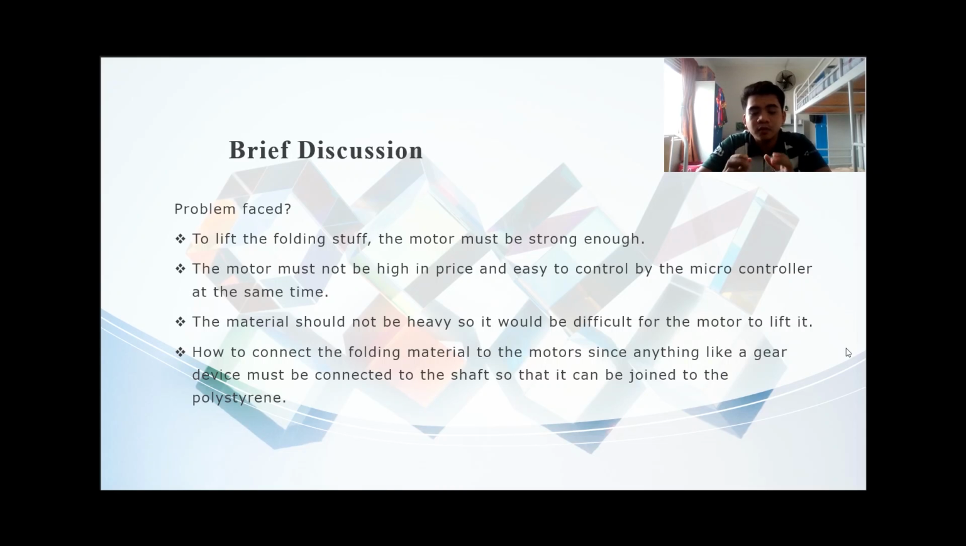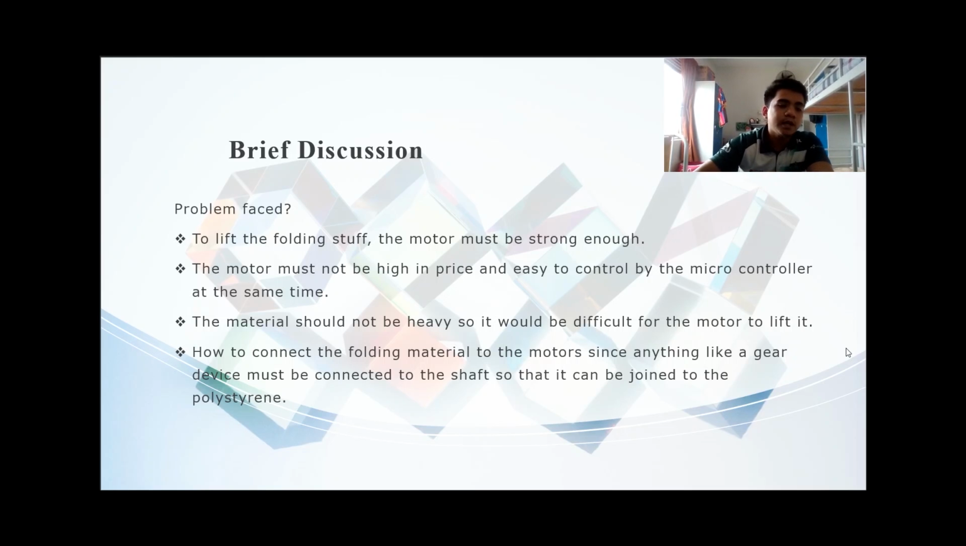Okay, the fourth one is how to connect the folding material to the motor, since anything like a gear device must be connected to the shaft so that it can be joined to the polystyrene. So everything in this product must be connected the right way, so it will avoid errors.